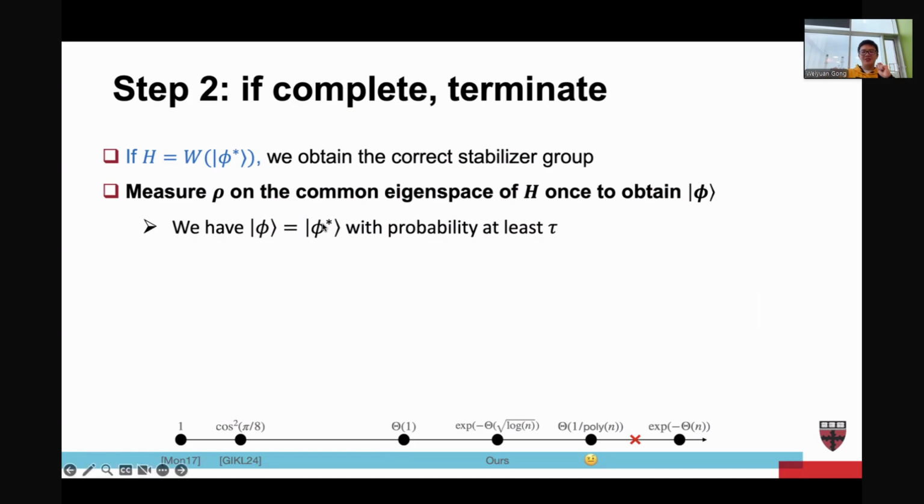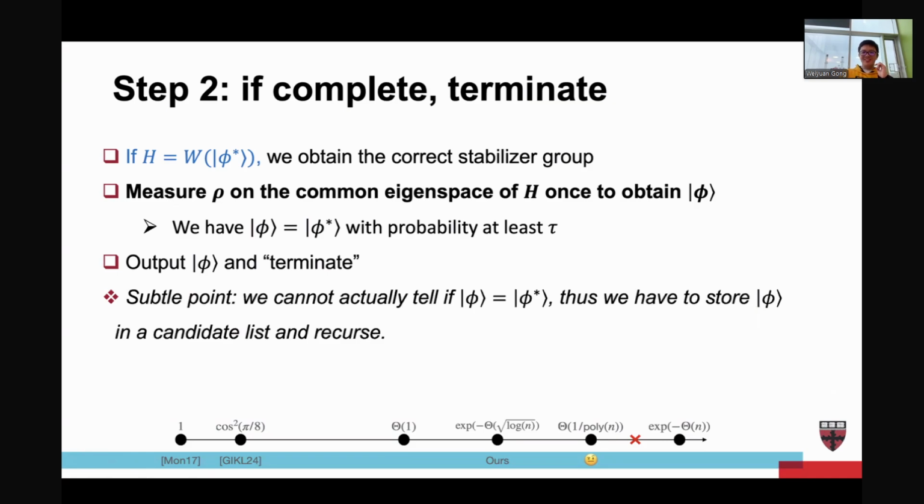We have phi equals the correct answer phi star with probability at least tau. And so you can always use like 1 over tau times measure to actually get the correct answer. And we just output this phi and terminate. But the problem here is that we cannot actually tell if phi is equal to phi star. So we can actually store all the phi we measure here in a candidate list. But anyway, if H really forms a stabilizer group, then we are done. But this is not always the case.